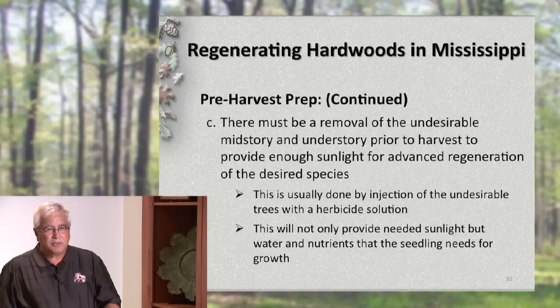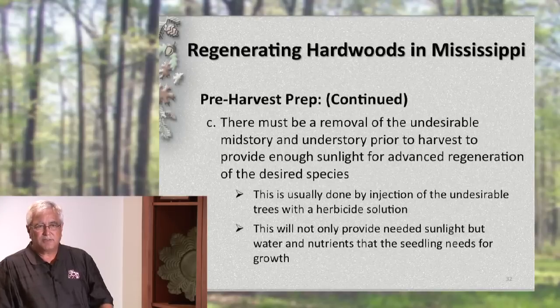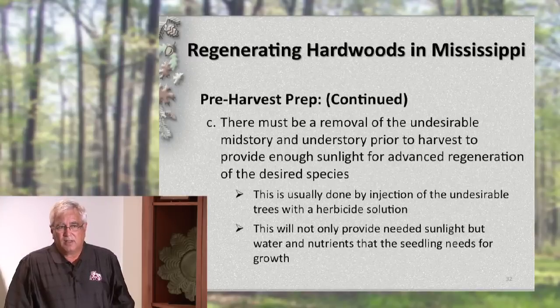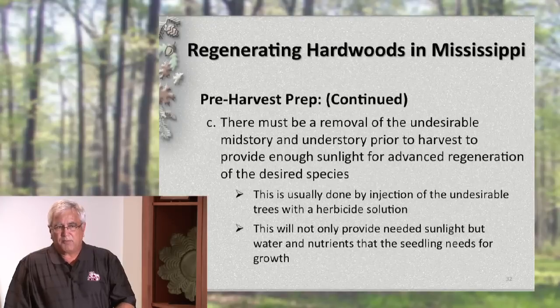This is usually done by injection of these particular undesirable trees with a herbicide type of system. This will not only provide needed sunlight, but it also provides the water and the nutrients that the seedling needs not only to germinate, but to actually grow into a larger sapling.